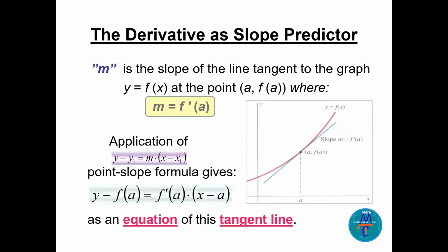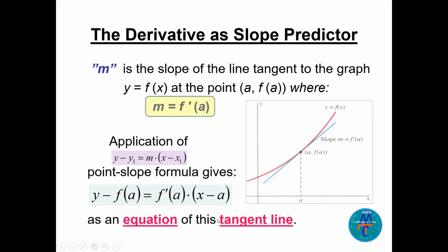The derivative can be a slope predictor for the tangent line. So if we find the slope, m equals f prime at a, see this is number a, a value in the domain, find the derivative f prime, replace x by a, that will be the slope of this tangent line.